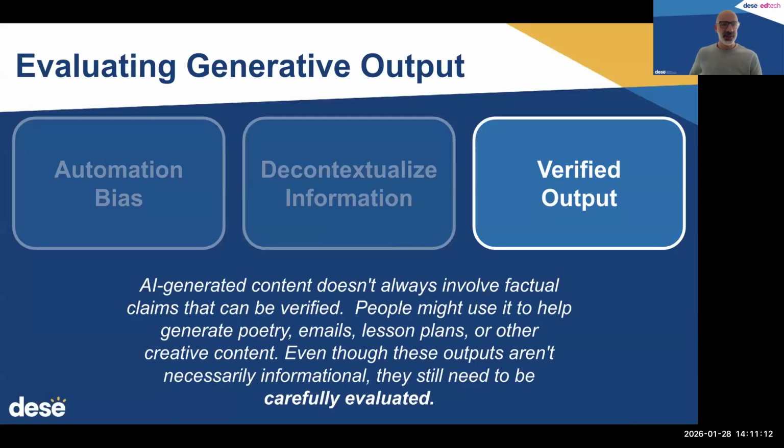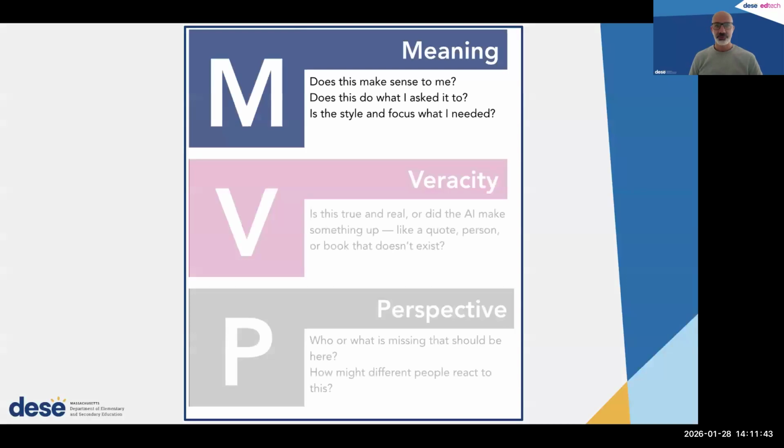And the last idea to think about when we're evaluating output is verifying it. So AI generated content doesn't always involve factual claims that can be verified. People might use it to help generate poetry, emails, lesson plans, or other creative content. Even though these outputs aren't necessarily informational, they still need to be carefully evaluated. We can't simply stamp on our idea and go, well, AI made it, so I'm not responsible. The end user is responsible for all of the content that's generated. We always have to have that perspective.